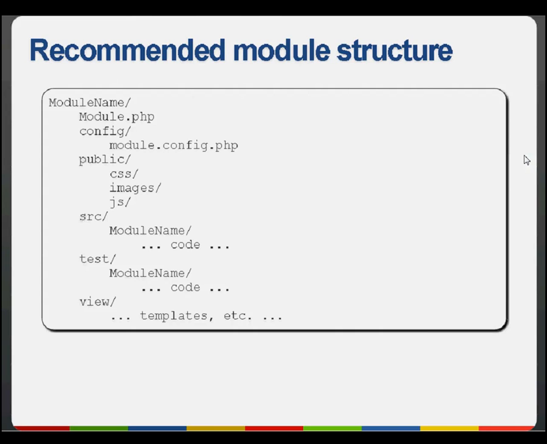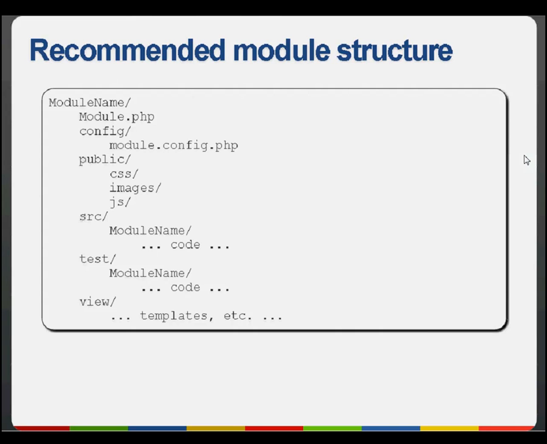Our recommended directory structure for a module looks a bit like this. So we have the module name. That's usually going to have a one-to-one correspondence with the actual namespace for our module. We'll have our module.php file in there. We'll have a config directory for module-specific configuration, and we'll go over this in detail. A public directory sometimes will be in there, and if you have a public directory, that's where you'll put assets that you want to serve out of the document root. So these include CSS, images, JavaScript, that sort of thing.